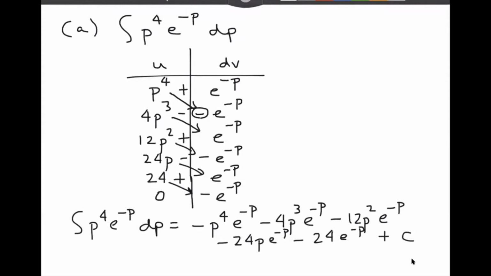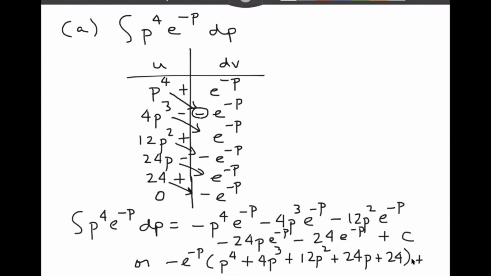And if you wanted to, I can't resist. I'm going to write this as negative e to the negative p times p to the fourth plus 4p to the third plus 12p squared plus 24p plus 24 plus c. You absolutely do not have to do that, okay? I just think it looks a little nicer. Okay, so that's one version of tabular integration.